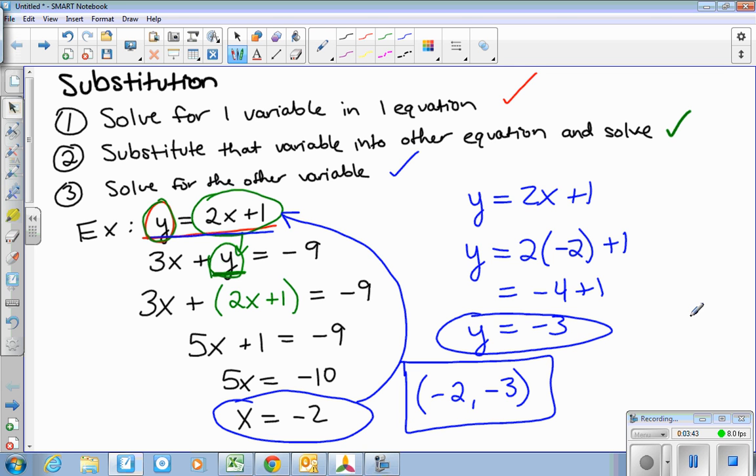So just to recap, all I did was, since y was already solved for, take what it's equal to and plug it in for y. Then we're going to solve for x. Then take x and plug it into the equation for y to get y. And then you have your point. So I'll do one more example.